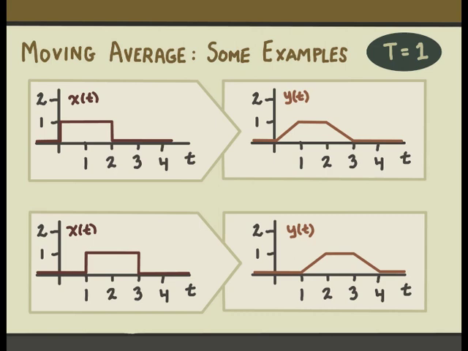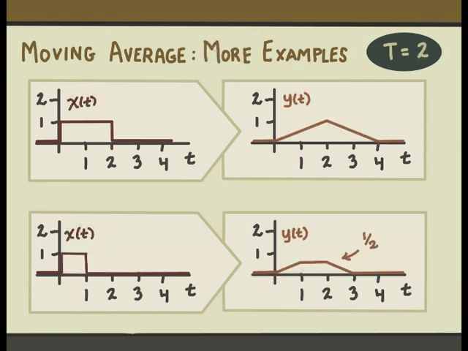In the example at the bottom of the page, the x of t looks just like the one above, except it's been shifted to the right by 1 second. And you'll note that the moving average looks just like the one above as well, except that it has been shifted to the right by 1 second. This is a general property of the moving average system, that it commutes with a shift operation.